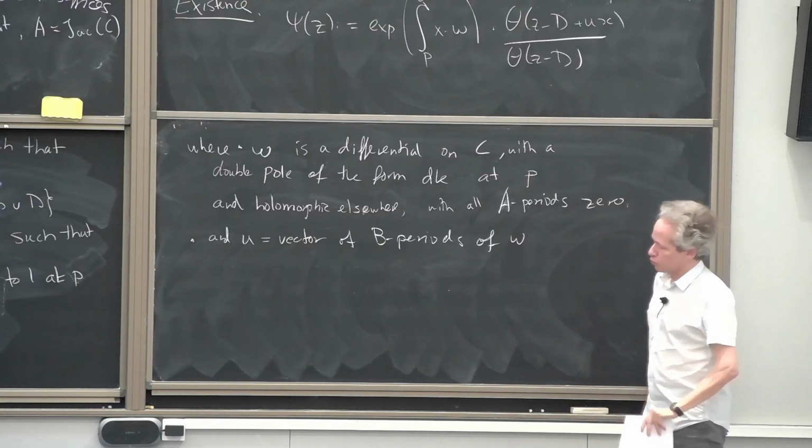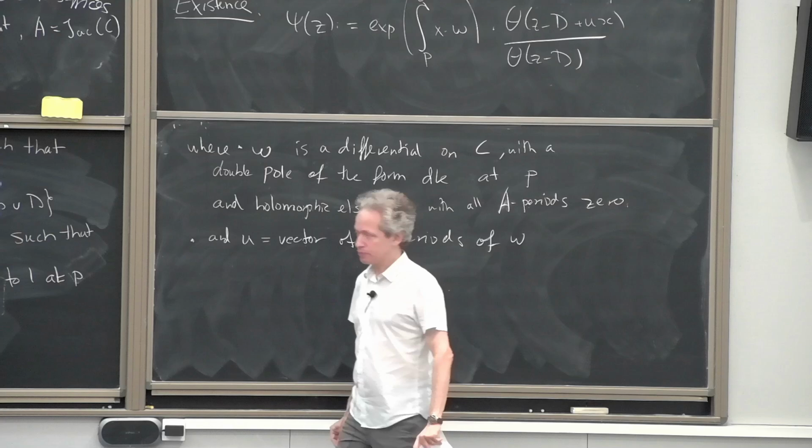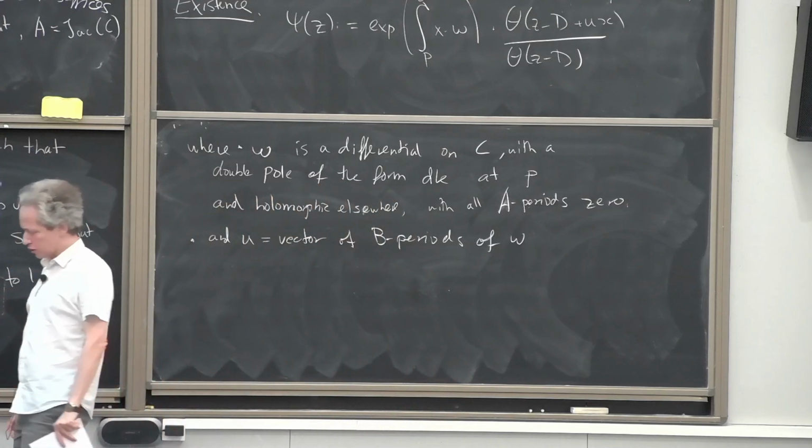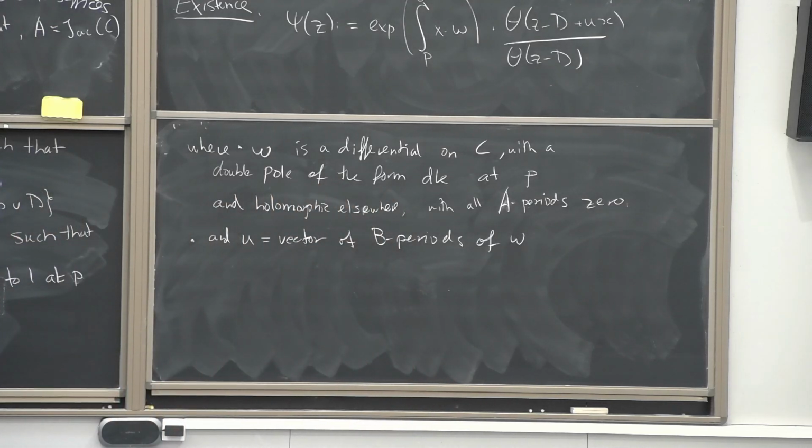So that's the story. Why is that useful? That's 1 minute and we're done. Well, by itself, maybe it's not so useful. It's just a function with an essential singularity. Who cares? But suppose I now take this guy and I take its derivative, but not with respect to z, but with respect to x.